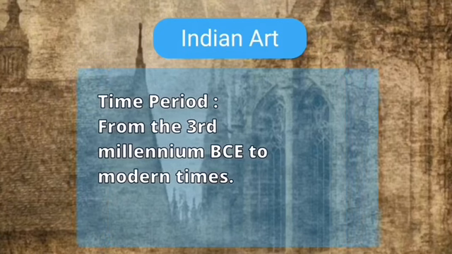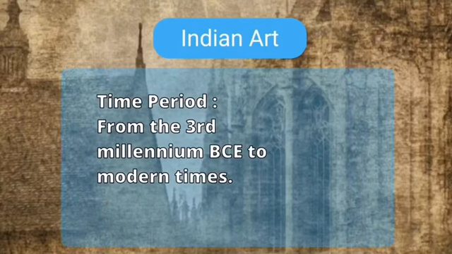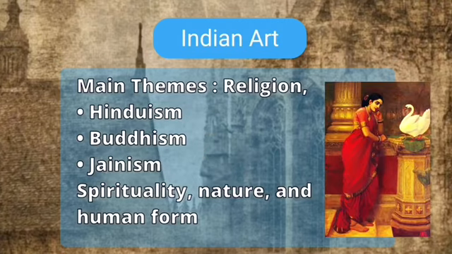1. Indian art. Time period: from the 3rd millennium BCE to modern times. Main themes: religion, Hinduism, Buddhism, Jainism, spirituality, nature, and the human form.